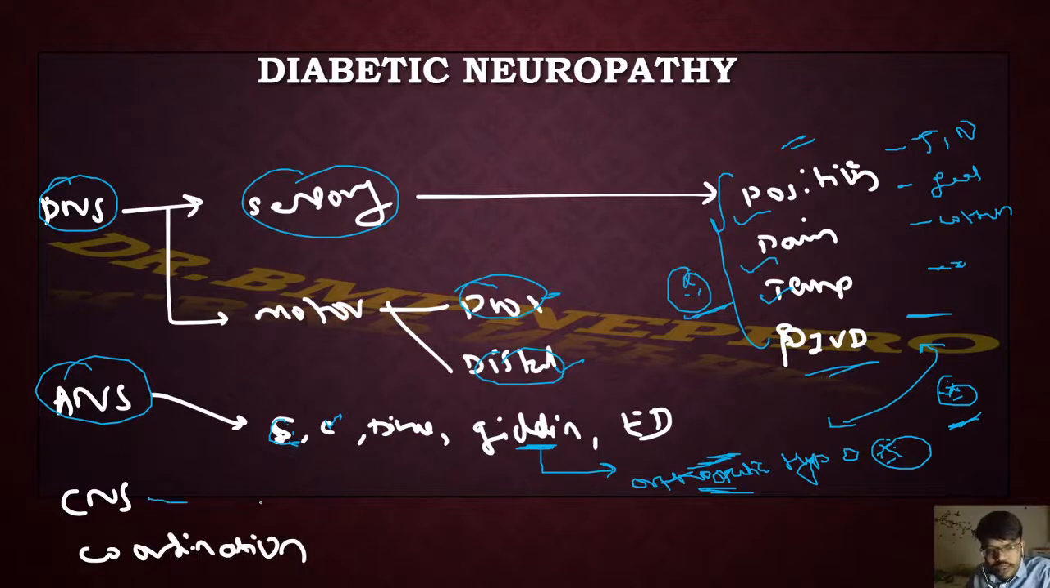And with respect to the CNS, you have to ask about the third nerve, sixth nerve prominently, whether any visual difficulty is there or not, and regarding the coordination, whether he is able to do the household activities or not.